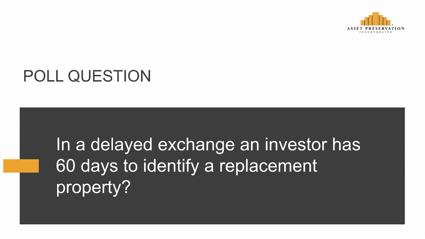So we got a polling question. In a delayed exchange, an investor has 60 days to identify a replacement property. True or false on that? So I'll just kind of sit tight for a moment, and then we're going to really unpack this a little bit. So you'll know the answer to this.